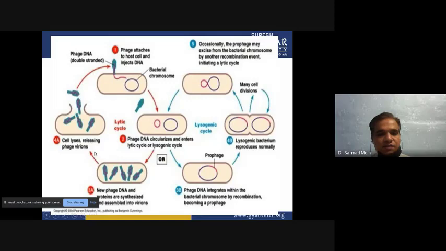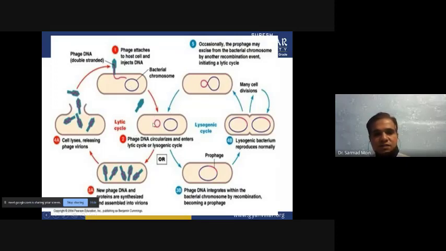This cycle, where the cell wall and plasma membrane are lysed, we call the lytic phase, where the bacterium dies and new phages are synthesized. So that is the lytic phase. Then there is the lysogenic cycle.